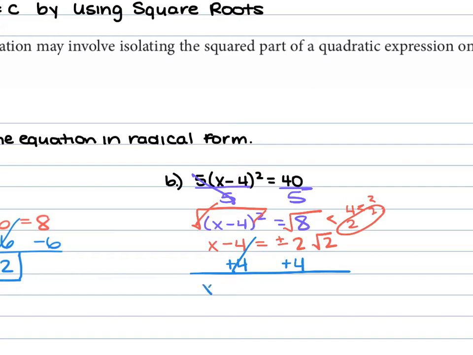So this is going to give us x is equal to 4 plus or minus 2 square root 2. That 2 square root 2, the 2 in front of the square root 2, is part of it. You cannot separate it and add it or subtract it with the 4, so it has to stay 4 plus or minus 2 square root 2. The two terms are not like terms, which is why you leave it 2 square root 2.